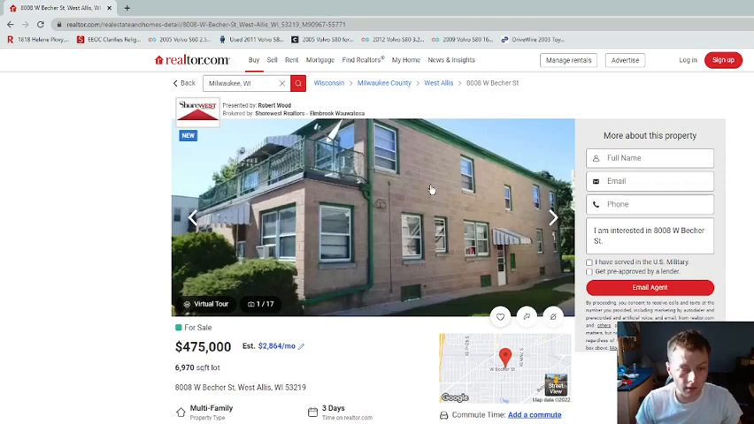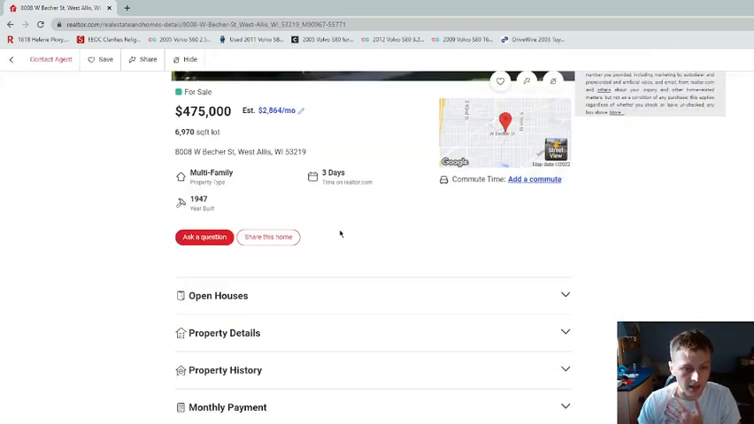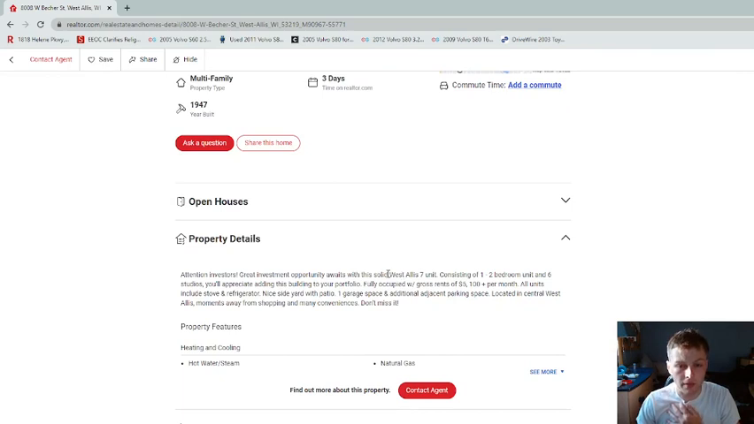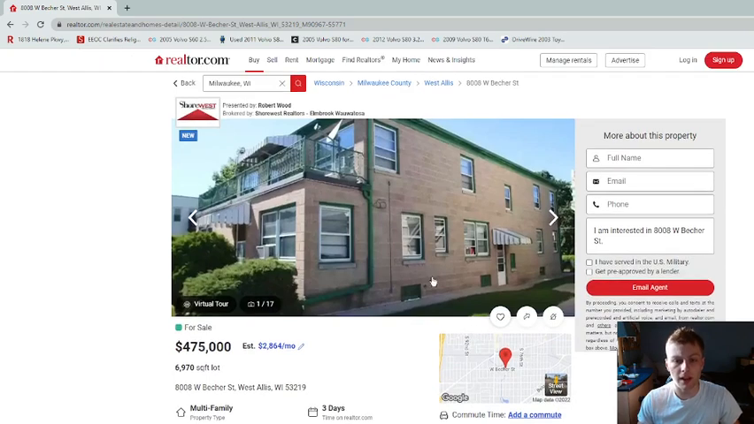So this property is located in the Milwaukee area. It is a 7-unit property in the West Dallas area. So 7 units means 7 apartment units. It consists of 1 2-bedroom unit and then 6 studios. I contacted the realtor, and the 2-bedroom rents for $975 a month, and the studios rent for $675 a month. So in total, you'll be able to gross roughly $5,100 per month, which is great cash flow.